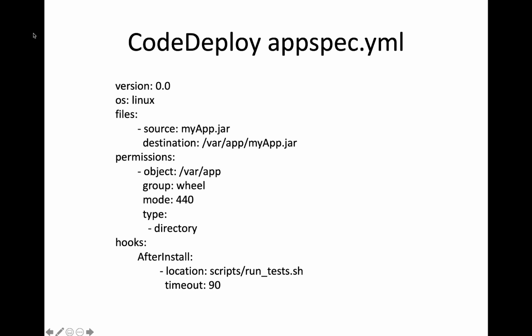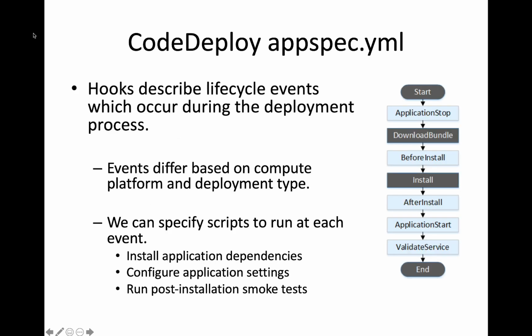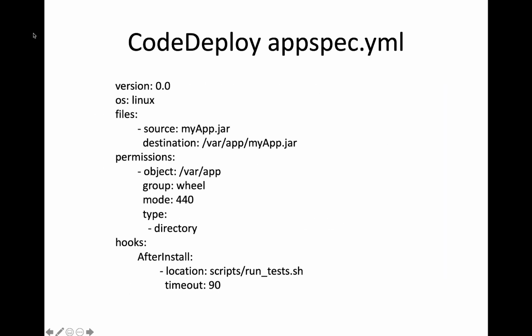Here's an example of what that YAML file might look like. It starts with a version. It's got an OS, files, permissions, and hooks section. And we'll look at each one of these real quickly. The version section defines the version of the file. And at the time of this video recording, for the version, you can just use 0.0. For the OS, we're installing on a Linux OS. And then we define the files.